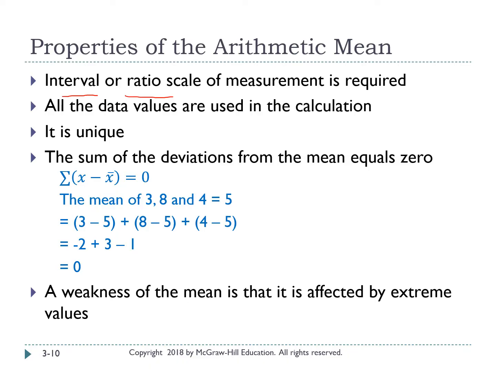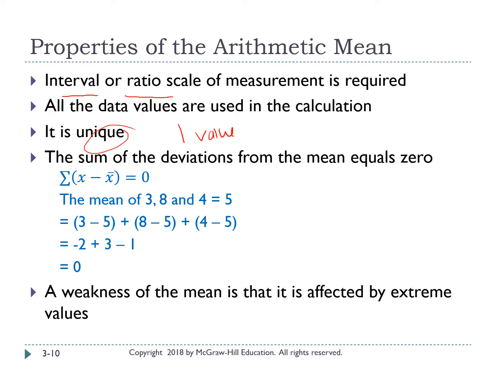So all the 12 samples will be used in your calculation to compute the arithmetic mean. And the next one, arithmetic mean is unique. So what is unique actually? Unique here means that when you compute the arithmetic mean, you will only get one value. You shouldn't get 2 or 3 values. You will only get one value. That's why you call it unique.